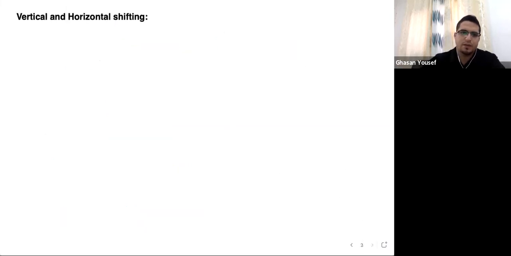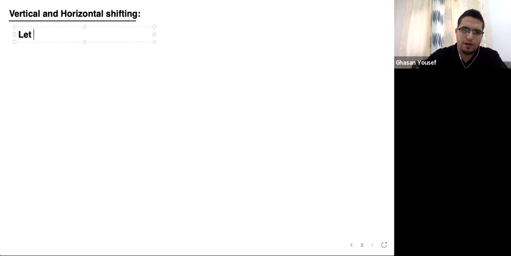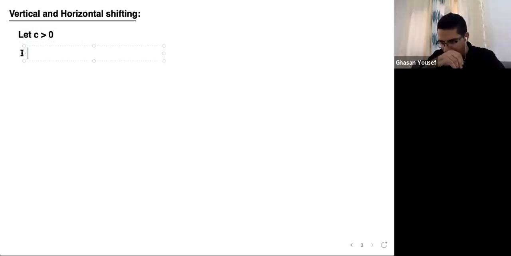Okay? Now the vertical and horizontal shift. This is where the section starts. So first of all, we should define c. This c is a number greater than 0. Suppose I have a number greater than 0. So the first thing we have to know is shifting vertically.